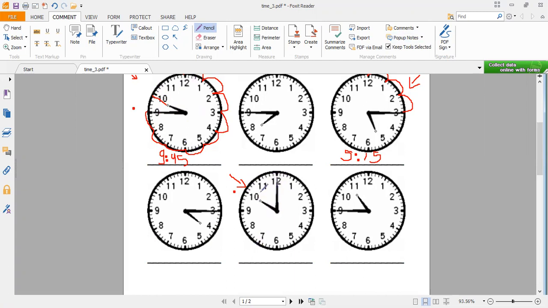So, how can we read this? We're gonna say that the hour hand here points to 10. That means it will be 10. 2 points. The minute hand here points to 12, which means it will be 10 o'clock. Do you remember when we said 10 o'clock means two zeros?